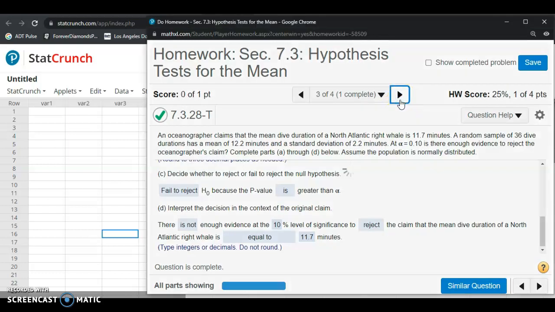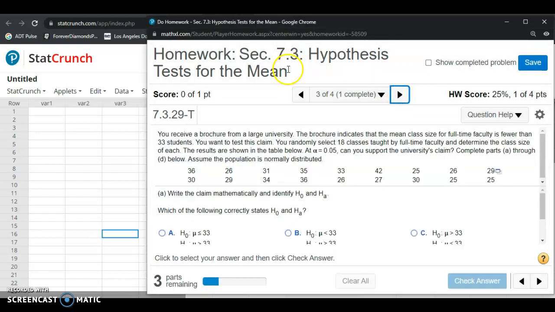Okay, let's go and look at one more problem from section 7.3. It says, you receive a brochure from a large university. The brochure indicates that the mean class size for full-time faculty is fewer than 33 students. So you want to test this claim. You randomly select 18 classes taught by full-time faculty and determine the class size of each.